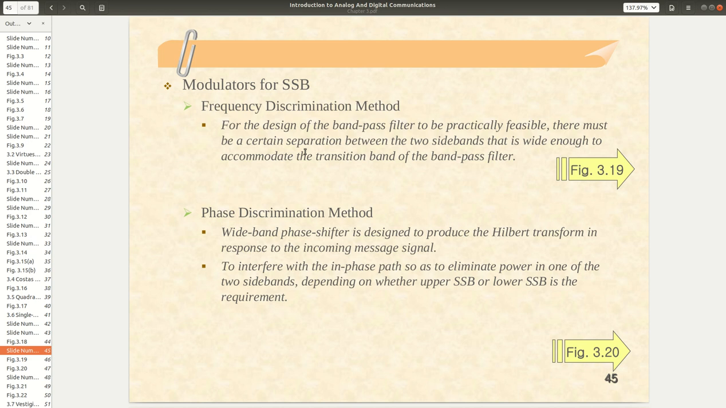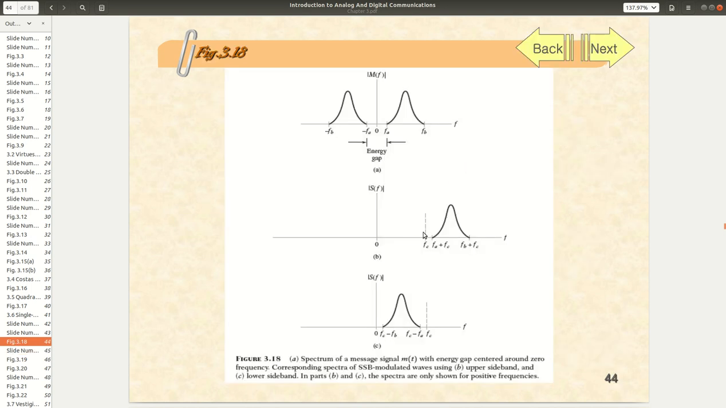Even the frequency discrimination method uses a band pass filter, but only around a certain separation. There must be a certain separation between the two sidebands, so I can use the band pass filter. This is what I said here.